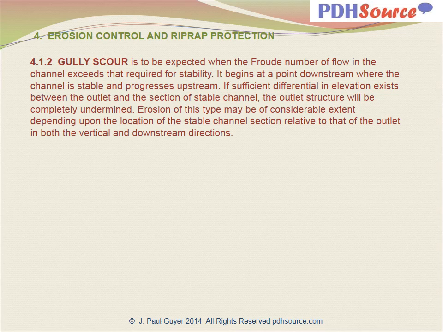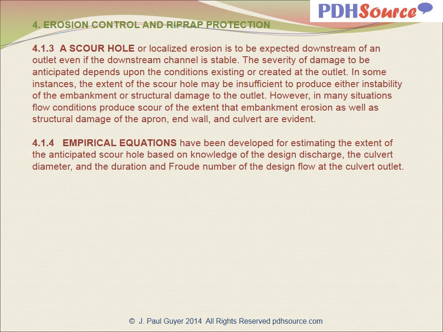If sufficient differential in elevation exists between the outlet and the section of stable channel, the outlet structure will be completely undermined. Erosion of this type may be of considerable extent depending upon the location of the stable channel section relative to that of the outlet in both the vertical and downstream directions. A scour hole or localized erosion is to be expected downstream of an outlet even if the downstream channel is stable.